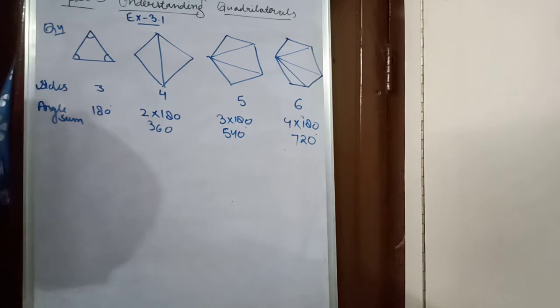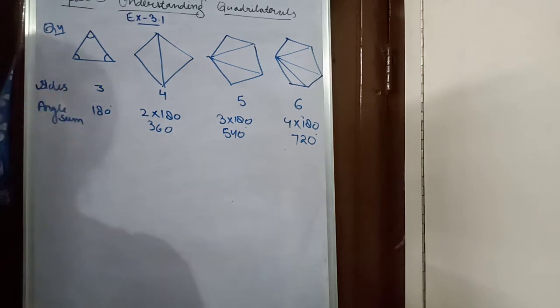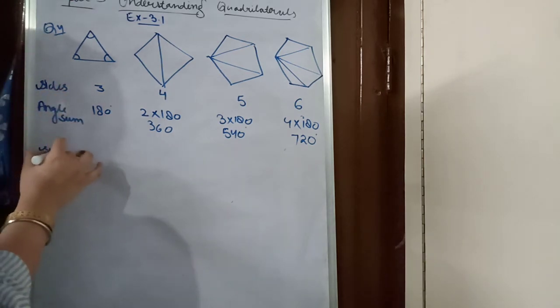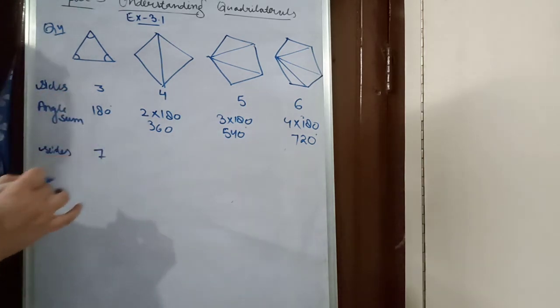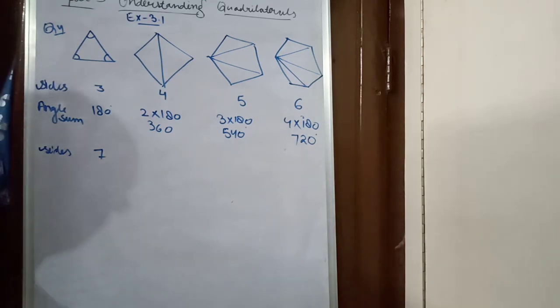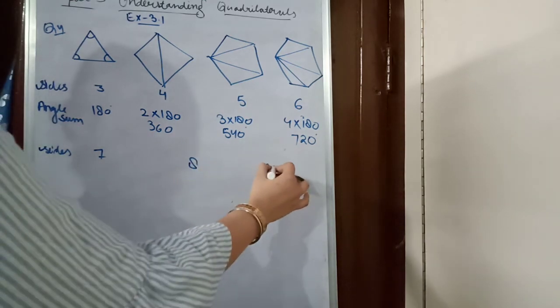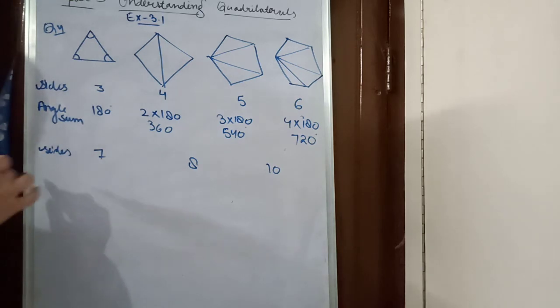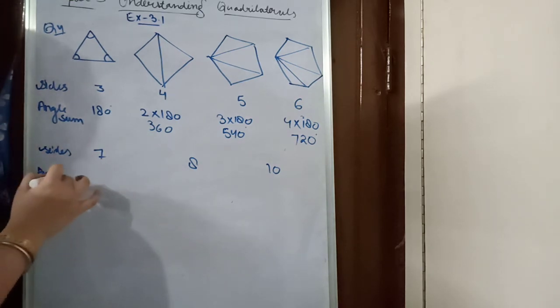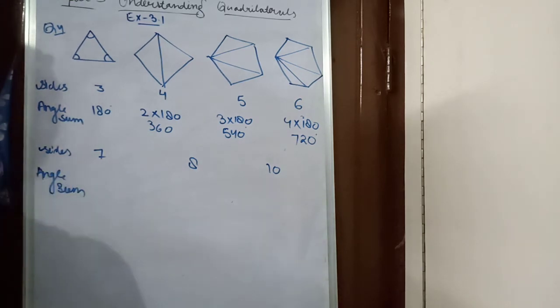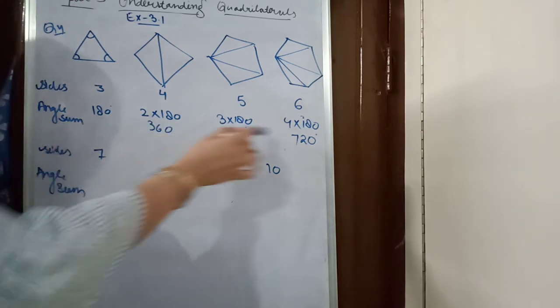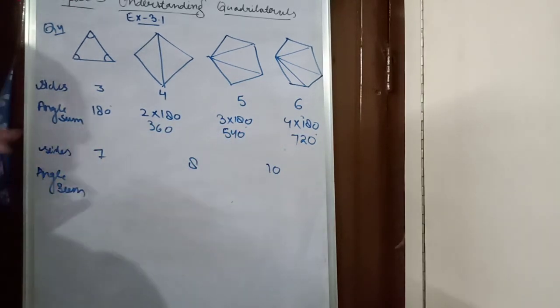Now they are saying, turn the page. They are asking what you can say about the angle sum of a convex polygon with the number of sides given. If the number of sides is 7, and then 8 and 10, then what will you get? The angle sum. You have to follow one formula by looking at the above chart, the above table. How do you get the formula?